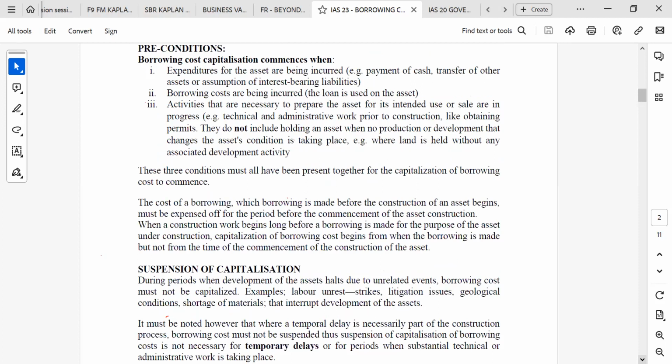Okay. Let's look at this. I have said this one. The cost of borrowing, which borrowing is made before the construction of the asset begins, must be expensed for the period before the commencement of the asset construction. I have said that one before.